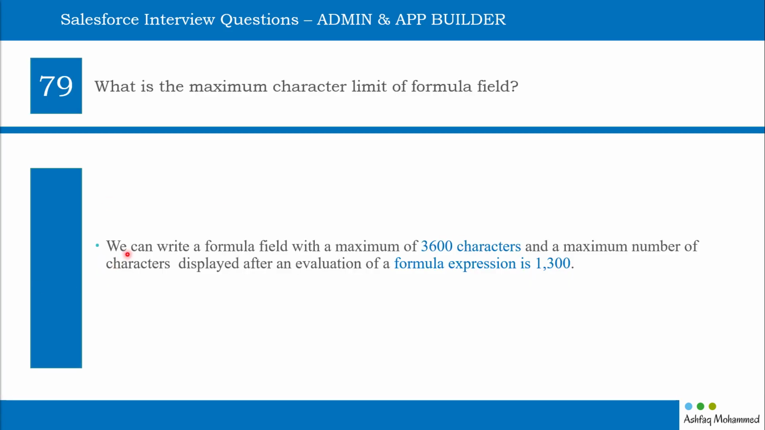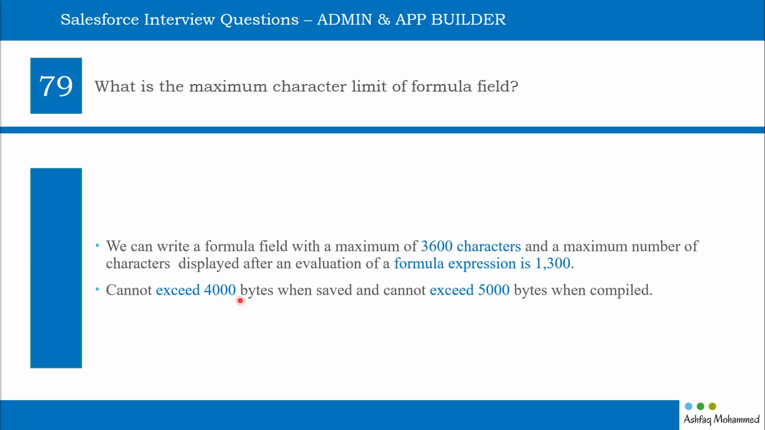The answer to this is, we can write the formula with a maximum of 3600 characters. This is important. And the maximum number of characters displayed after an evaluation of a formula expression is 1300. So even though you can enter 3600 characters, after it evaluates, the result should be within 1300. You cannot see what happens after evaluation, but Salesforce gives you an error if it exceeds this 1300 limit after evaluation, so that you can reduce the formula.